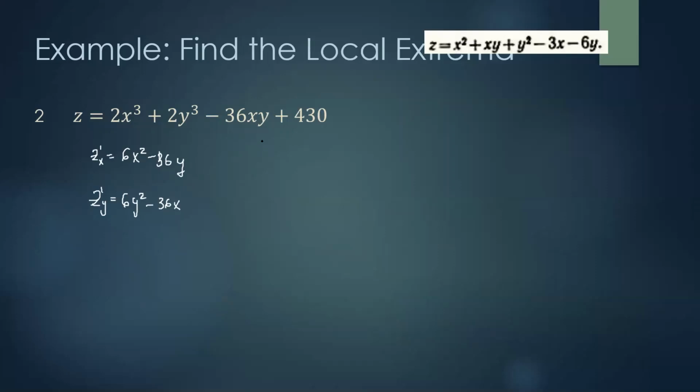So we have to solve a system. 6x squared equals 36y, and 6y squared equals 36x. So we can simplify a little bit. x squared equals 6y, and y squared equals 6x.